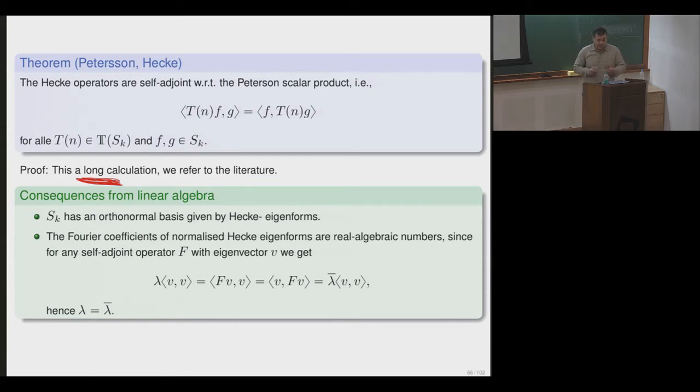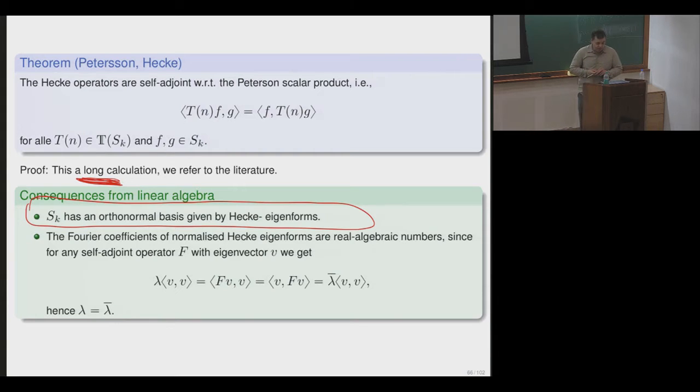But the important thing is the Hecke operators are self-adjoint with respect to this Petersson scalar product, and the consequence is that we have an orthonormal basis given by Hecke eigenforms. So this is the second statement I wanted to show you in the course. So you really have this eigenspace by Hecke eigenforms.